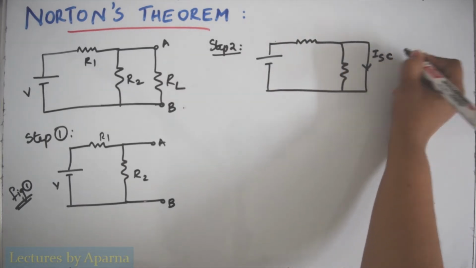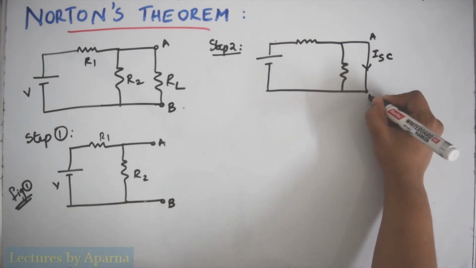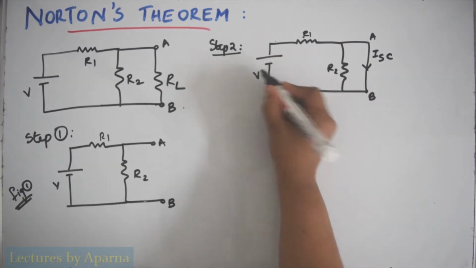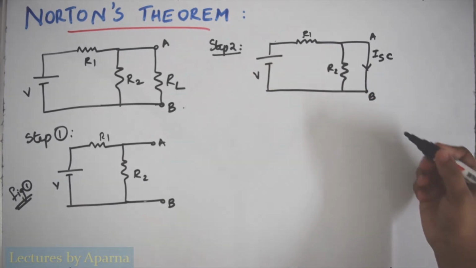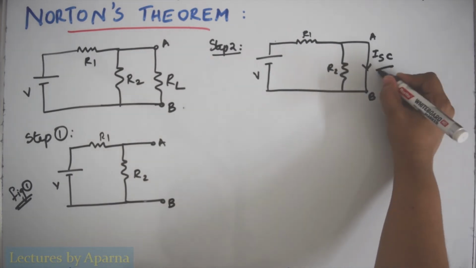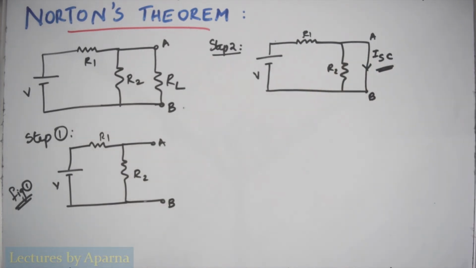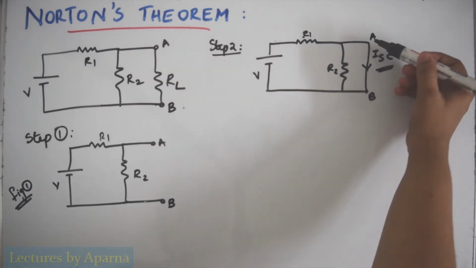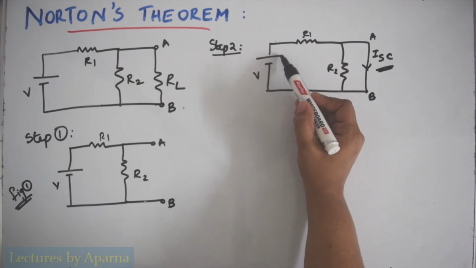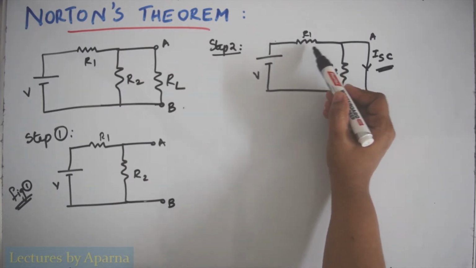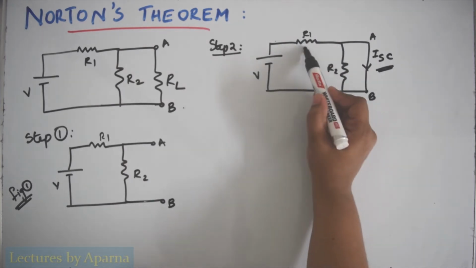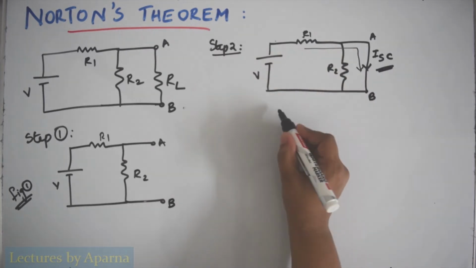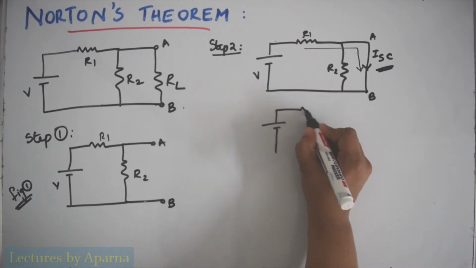Let this be ISC, which is the short circuit current. This is R1, this is R2 and this is V. And now we have to find the value of this short circuited current. Since this path is short circuited, current from this voltage source will not flow through this R2, it will flow to this path. So the circuit will be like this.